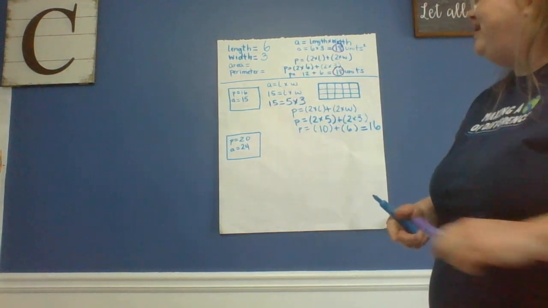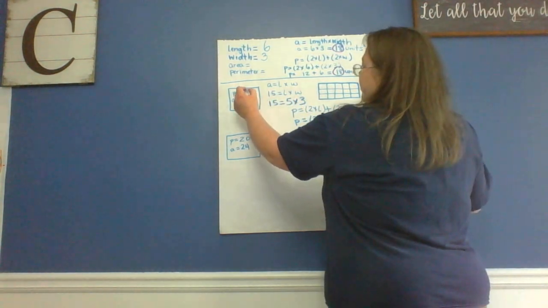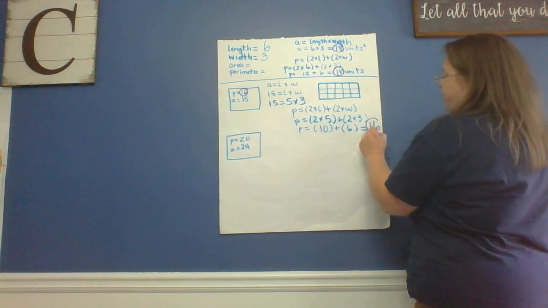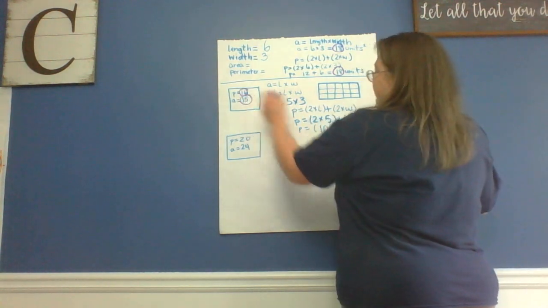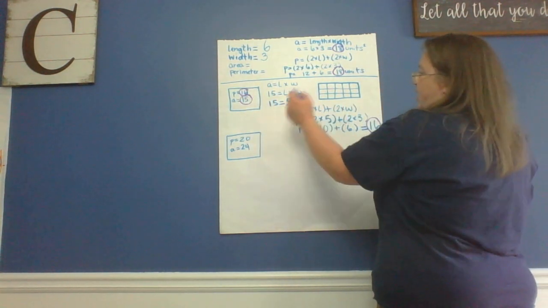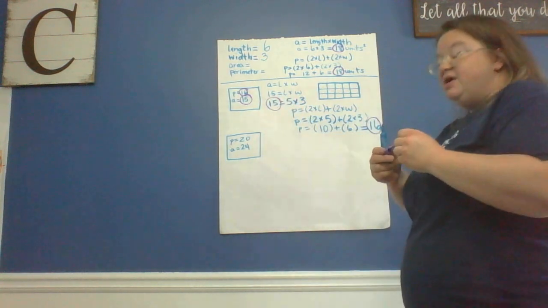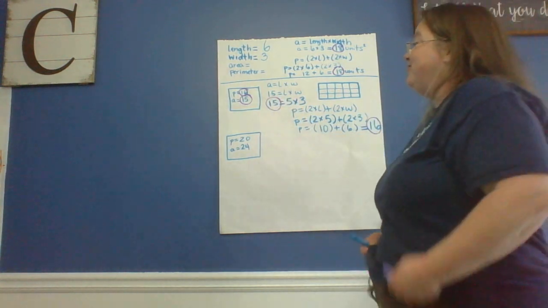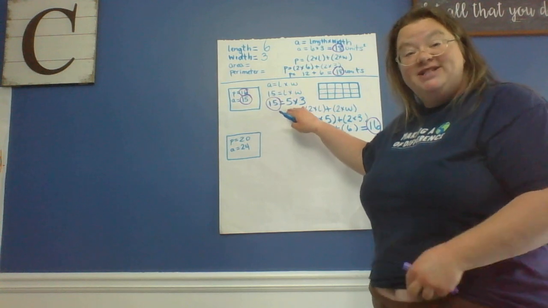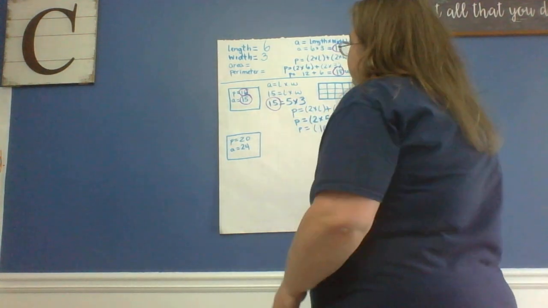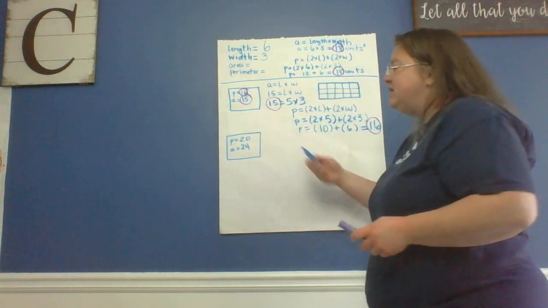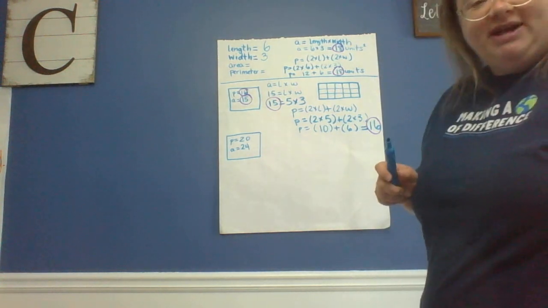So it worked. My perimeter is 16, which we figured out here. My area is 15, which we figured out here. Now, this one was a little easier because there's only 2 numbers we can multiply together to get 15. It won't always be that easy. Let's try one more, and then you guys are going to practice some on your own.